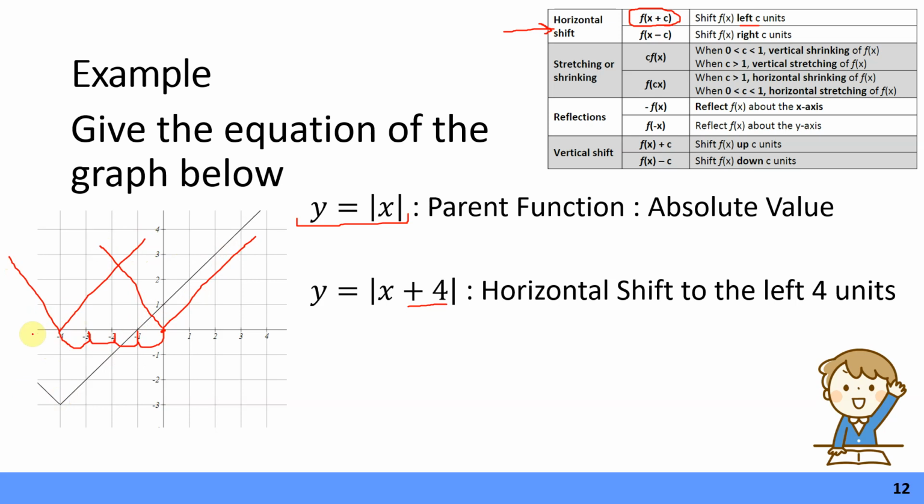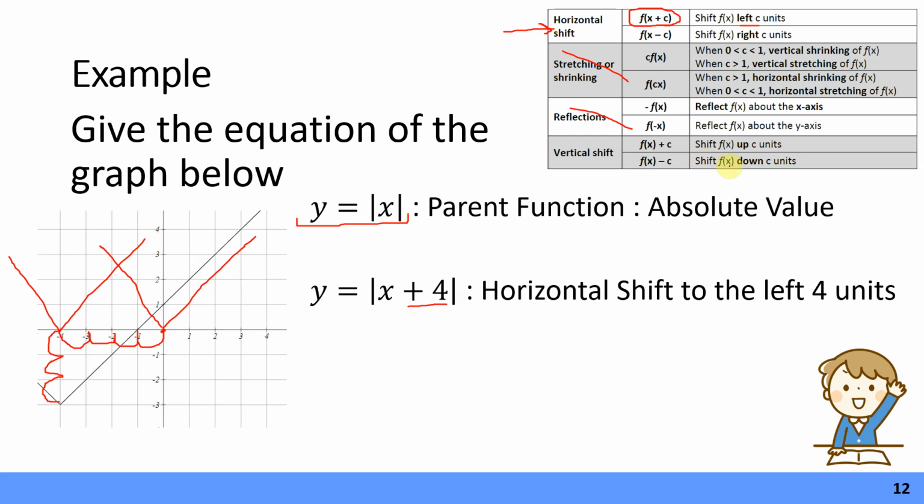So what do I do now? So, okay, let's see. Do I have to shrink it or stretch it? No need to, right? It doesn't look weird or anything. Do I have to reflect it? Do I have to like twist it up and down? Not really. Do I have to move it up or down? Yes, right? So that V is almost done. I just have to move it 1, 2, 3 units down.